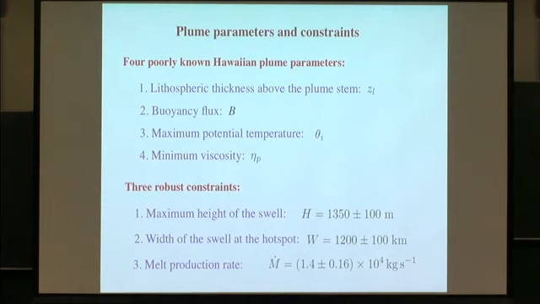Well, with my colleagues, we judged that there were three good parameters to use, three robust constraints. The first is the maximum height of the swell, which is about 1,350 meters, plus or minus 100. The width of the swell at the hot spot, that's about 1,200 kilometers with some error. And the melt production rate is given by this value here.